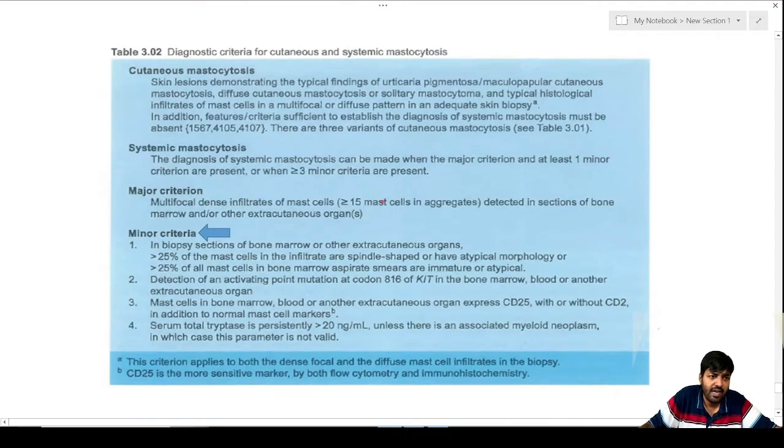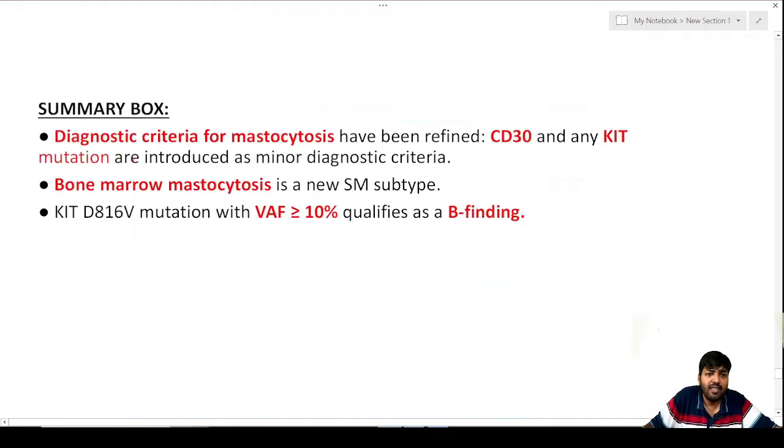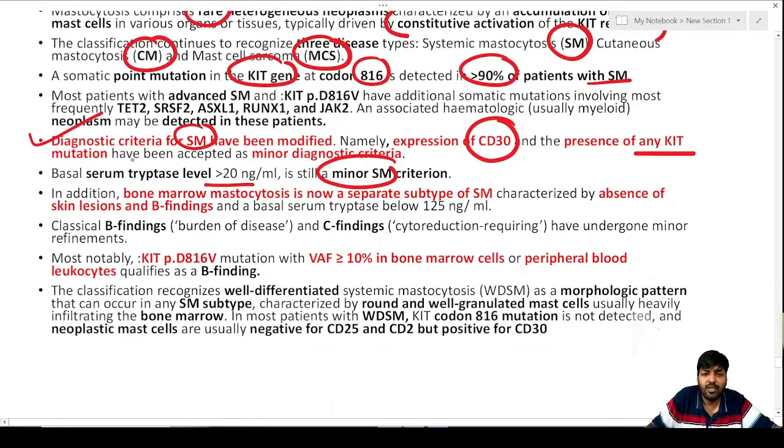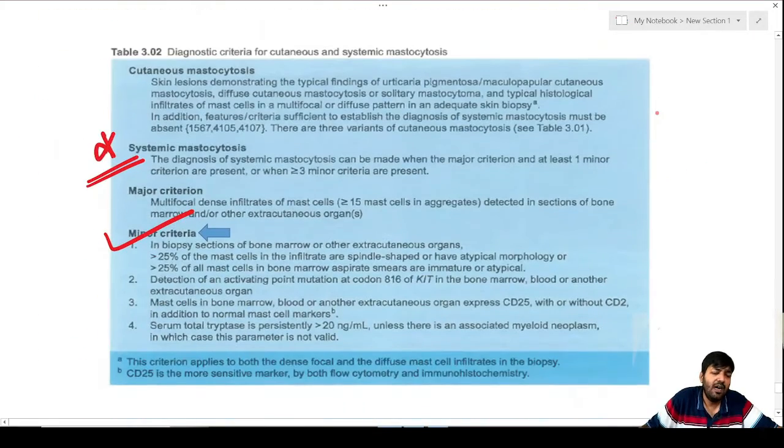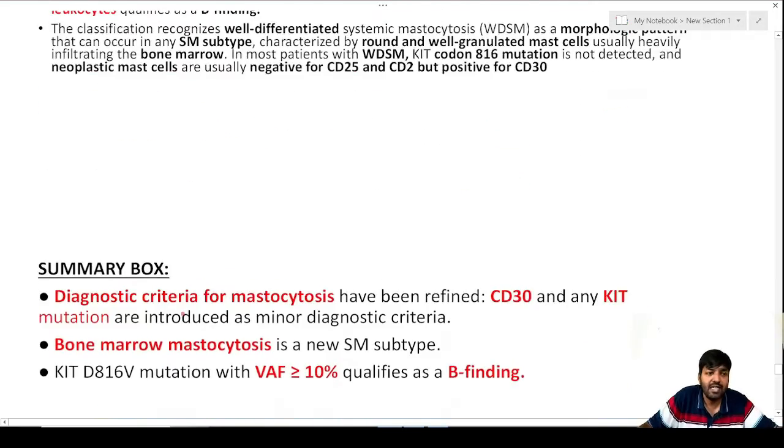If I show you this diagram of the diagnostic criteria, in the minor criteria there have been two additions. This is the systemic mastocytosis criteria that we are seeing. Under the minor criteria there has been the addition of expression of CD30 as well as presence of any kind of KIT mutation as a minor diagnostic criterion. And serum basal tryptase level of more than 20 nanogram is still a minor criterion and is stated over there. So this is one of the major things that has been changed and introduced.